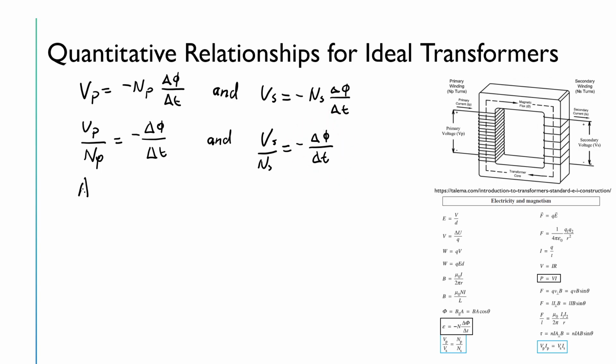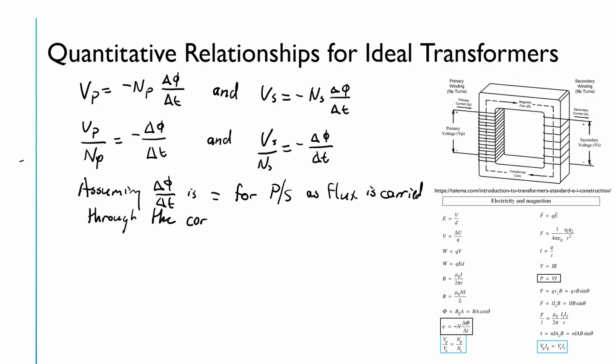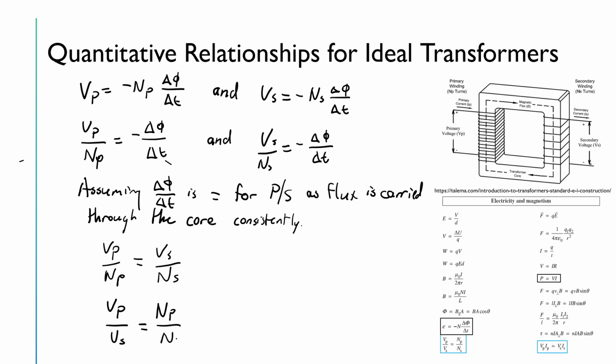negative change in flux over change in time. From here, we're going to make an assumption, and that is that the change in flux over the change in time for both coils is going to be the same, both for the primary and secondary coil. This assumes that essentially the change in flux carried through the core is going to be consistent throughout the core. If that's the case, what we see is that the electromotive force of the primary coil divided by the number of turns is equal to the electromotive force which is induced into the secondary coil divided by its number of turns. We can rewrite this so that one side of the equation includes all the voltages and one side of the equation includes all of the turns.